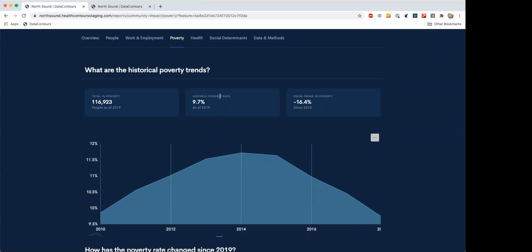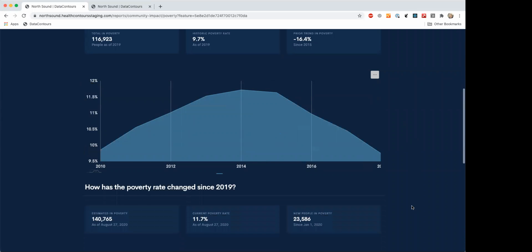The latest data available from ACS would be 116,000 in poverty, which is about 10%, 9.7% for the North Sound region. And over time, it's been improving. So since 2015, in the last 5 years, we've seen a decrease of 16% in people in poverty. So trends going in completely the right direction. This mirrors a national trend from around 2014, 2015, seeing the poverty rate improve.